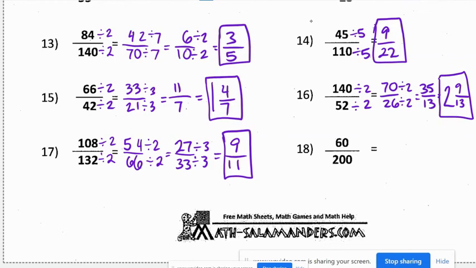The last one. I'm going to cross out a 0 and cross out a 0. You can only do that when it's in the ones place. So now it's 6 divided by 20. 6 over 20. And we're going to divide the top and the bottom both by 2. We're left with 3 over 10. And that is the most simplified it can go.